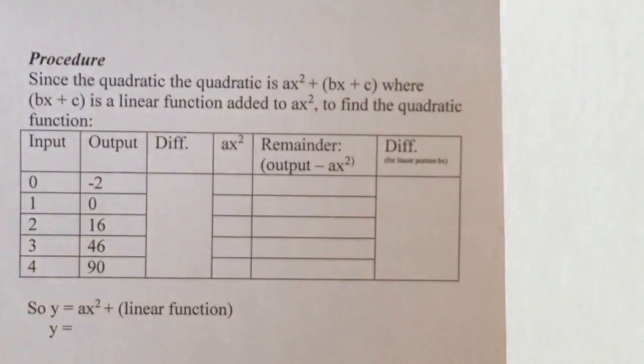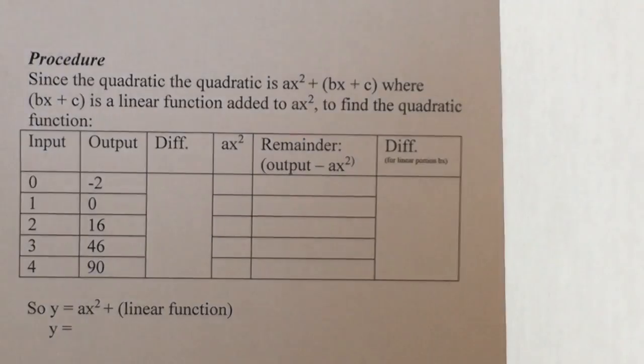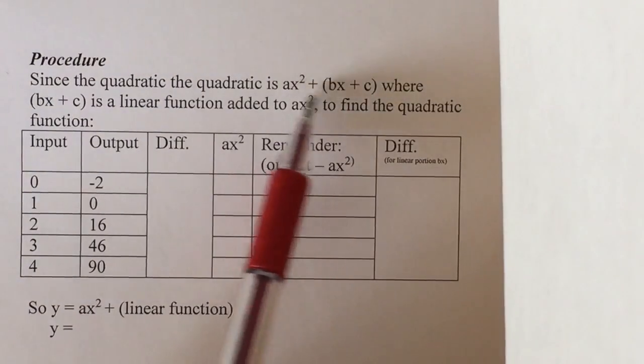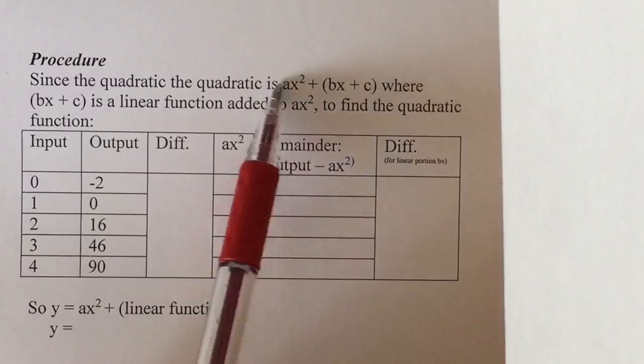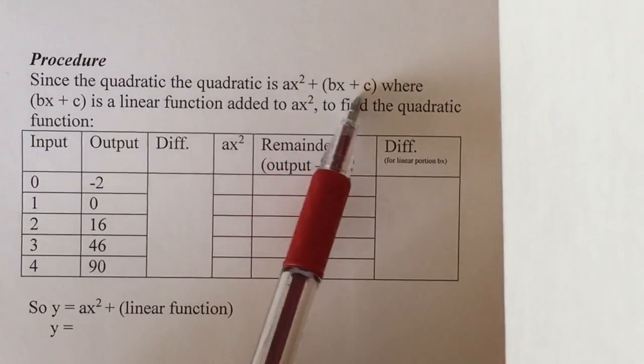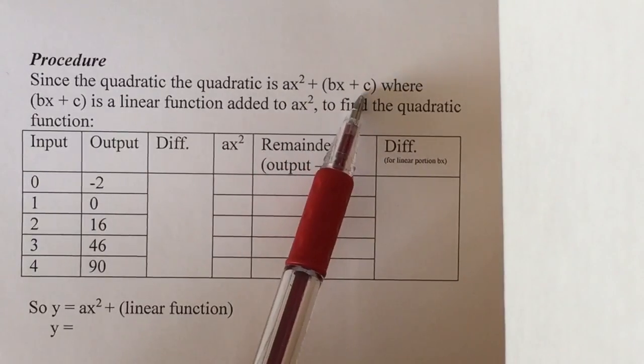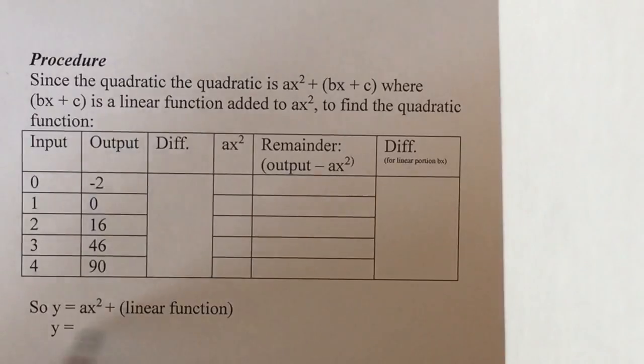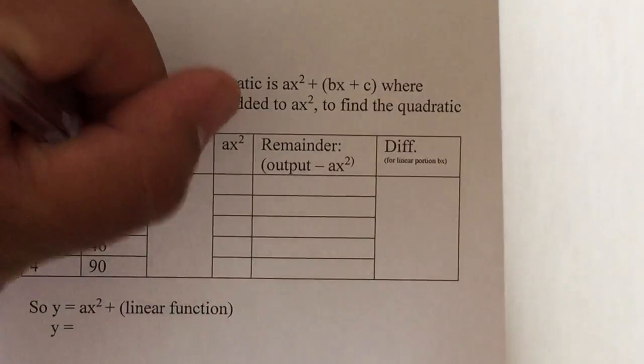So here's how you find the quadratic equation. If you find that the table gives you a quadratic because the differences end in the second differences, what you need to notice is that the quadratic equation itself is a squared term plus this looks like a linear term. So that's going to come in handy at the end. But first, let's go ahead and find the differences.